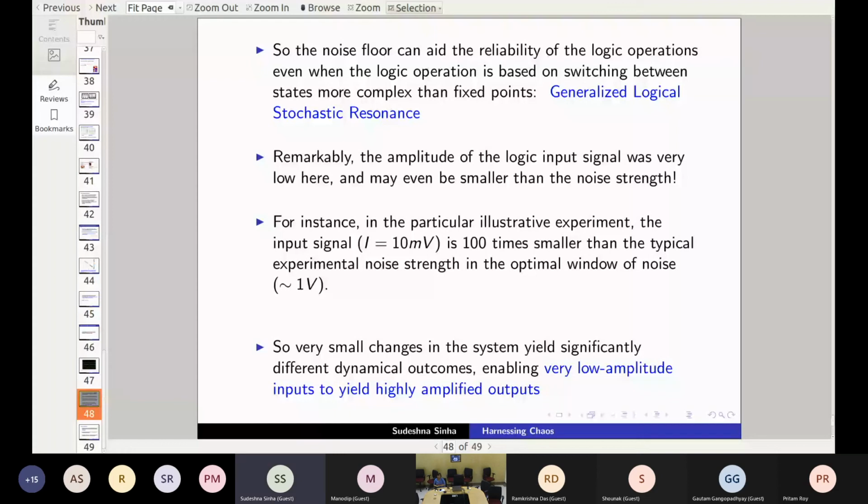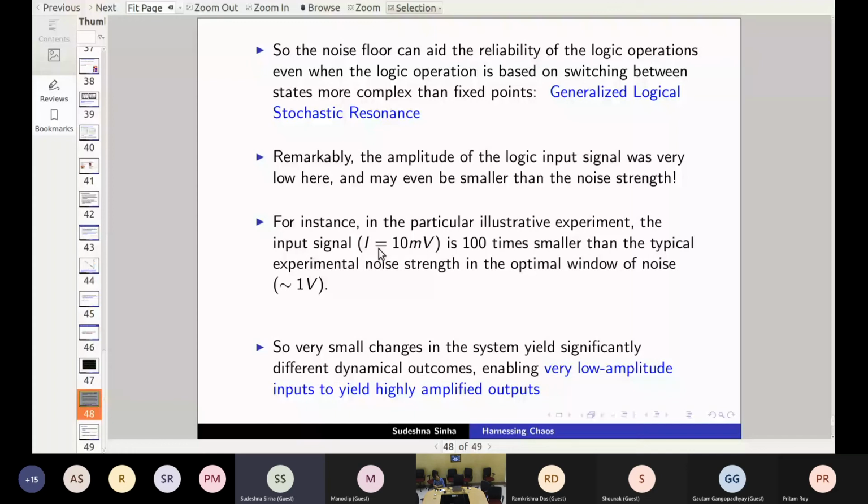And the amplitude of the logic input signal could be very low. Actually, I don't know how, we have not figured this out. It was even smaller than the noise strength in his experiment. Okay, so it's not just in the simulation. So I think his input signal was about 10 millivolts, and I think he gave about, sorry, that's a millivolt. I made a typo error there. So that was about 100 times smaller. Actually, I made a small mistake there. Oh, no, sorry. No, it's okay. It's 1 volt. No, it's correct. Sorry, it is 100 times smaller. Correct. So basically, this was very, very strange.